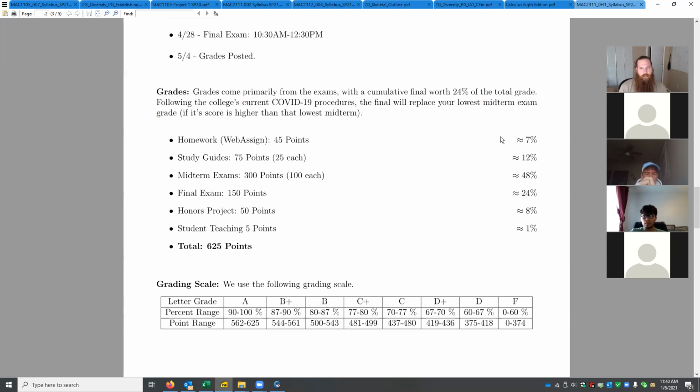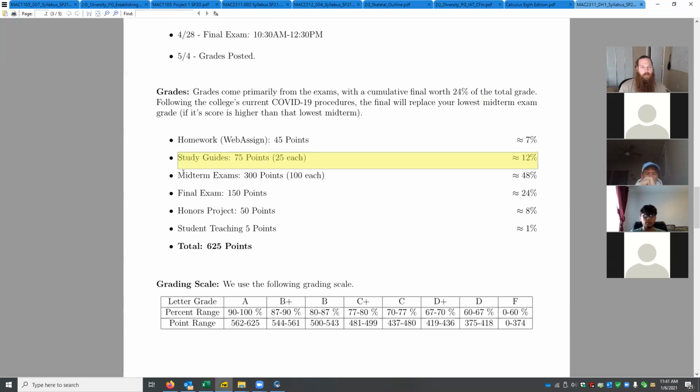The breakdown is given here in terms of both percentages and points, however you like to think of it. The homework and web assign is worth 45 points, or about 7% of the total grade. The study guides, there are 3 of them, each worth 25 points for a total of 75 points, 12% of the grade. And again, this study guide grade comes from the scans of your written work, not from completing the assignment and web assign, but this is the scans of your written work for those problems that I grade for that.